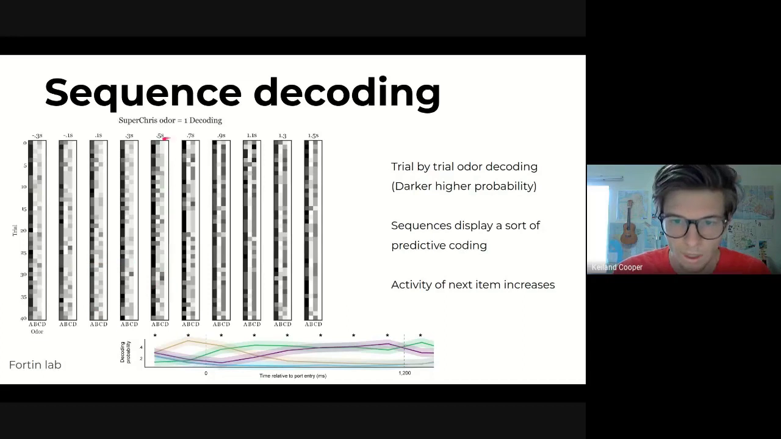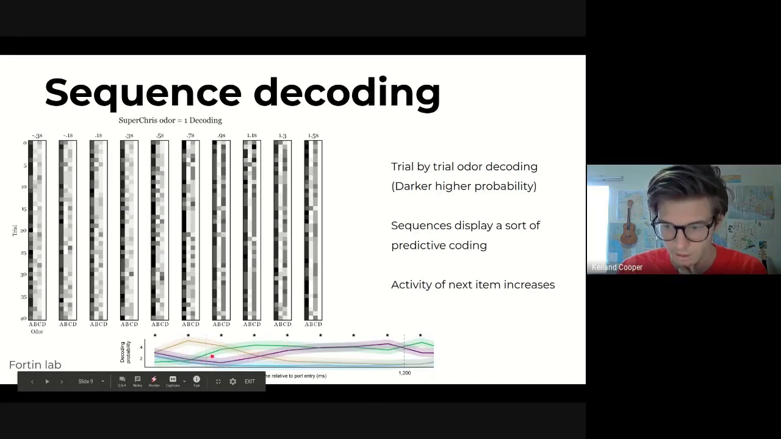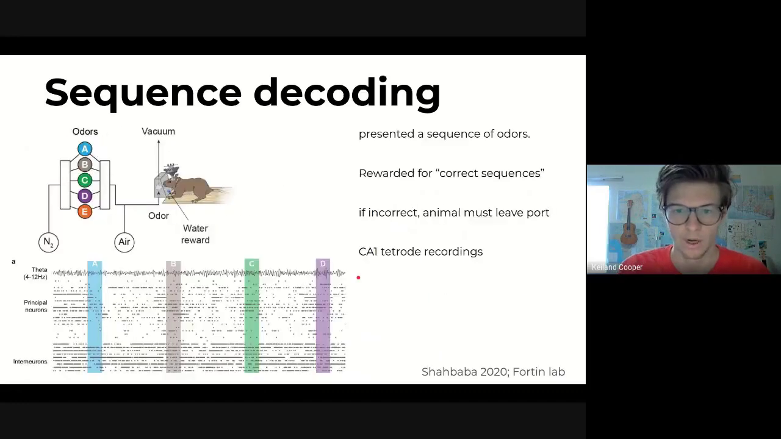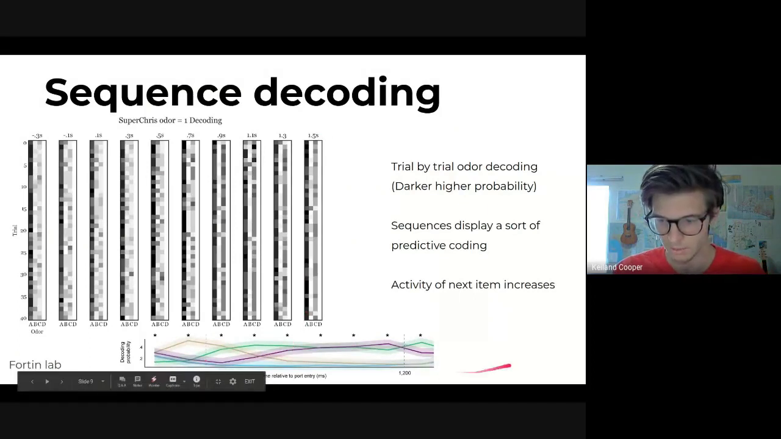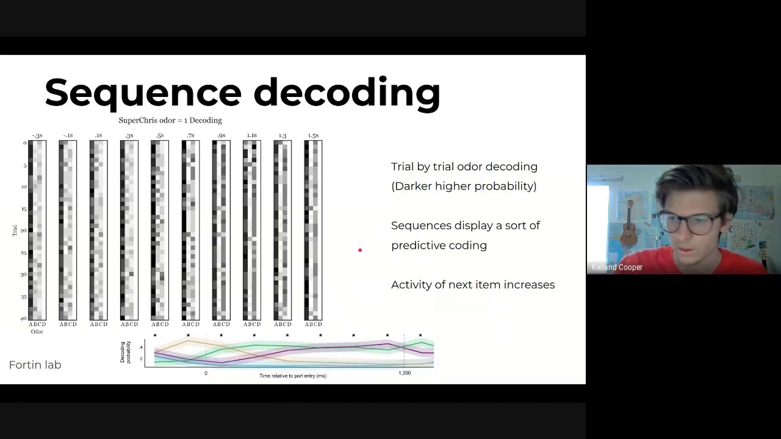And then what we looked at here is from the point of entry to when the animal pulls out. Remember I said the animal puts its nose in a port, and then it smells the odor. So the odor information goes up through the port. And so we can see how the neural representation of each odor evolves over the course of that time that the animal is smelling the odor. If you take all of these at each time bin and compress them down into individual probabilities for each odor, you can see this plot here at the bottom, where each line represents a different odor.